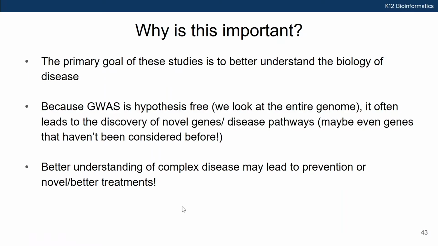Now, why is this actually important? The primary goal of these studies is to better understand the biology of disease. Because genome-wide association studies are hypothesis-free, we're basically taking a large look at the entire genome, it often leads to the discovery of new or novel genes or specific pathways, maybe even genes that we hadn't considered before in the specific disease process. And obviously, by better understanding complex disease and the genes that contribute to those diseases, it may lead to the prevention or even development of new or better treatments.